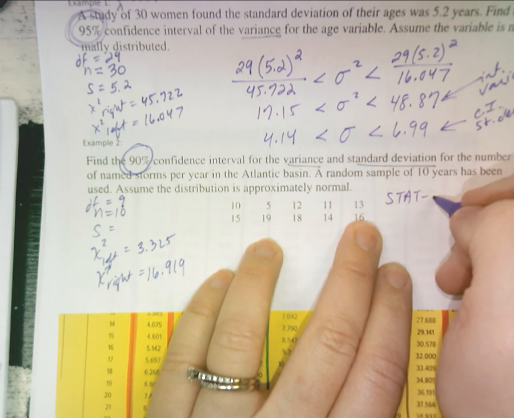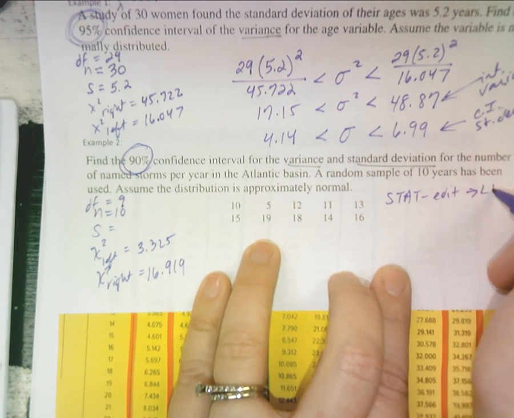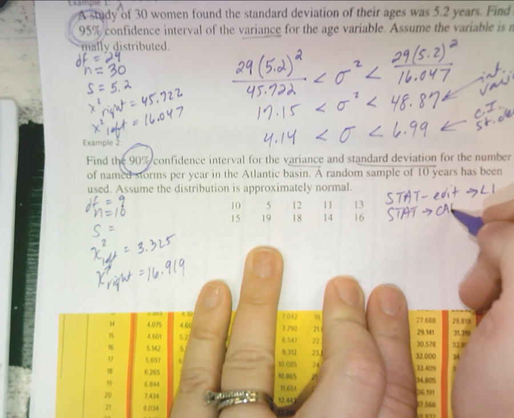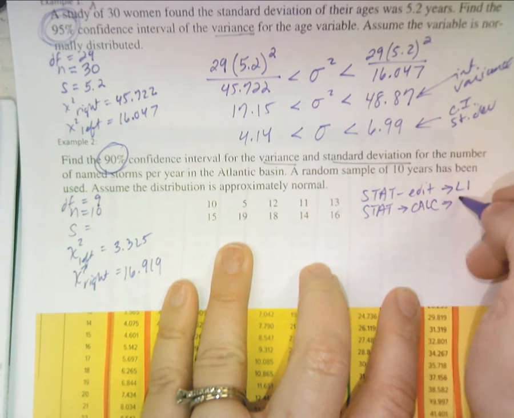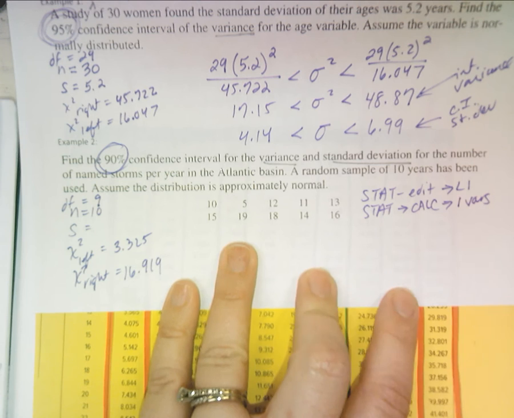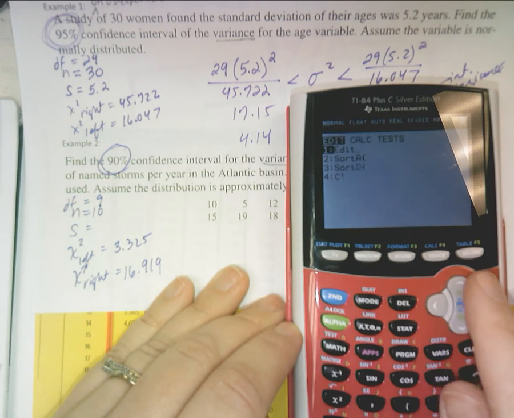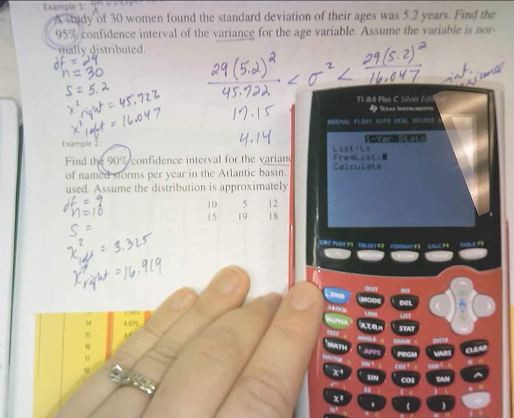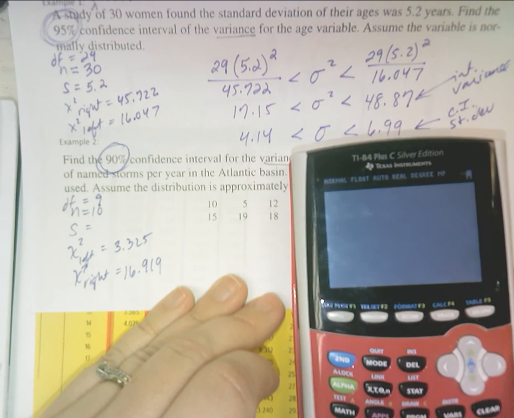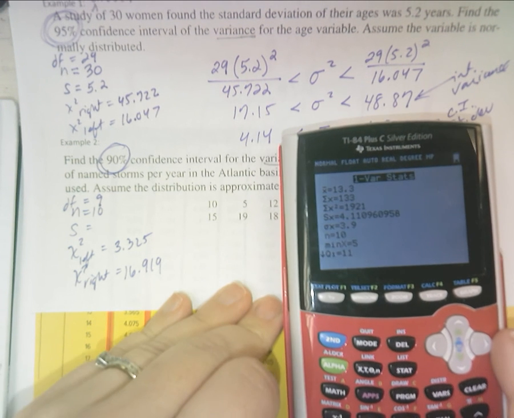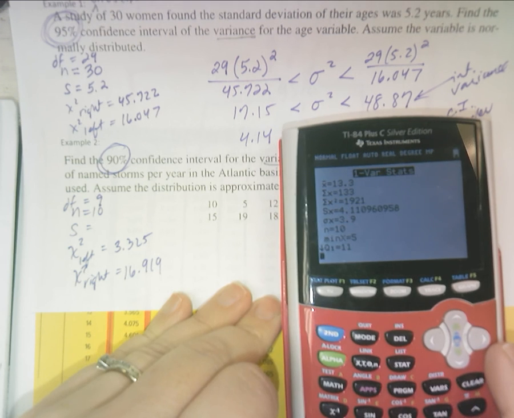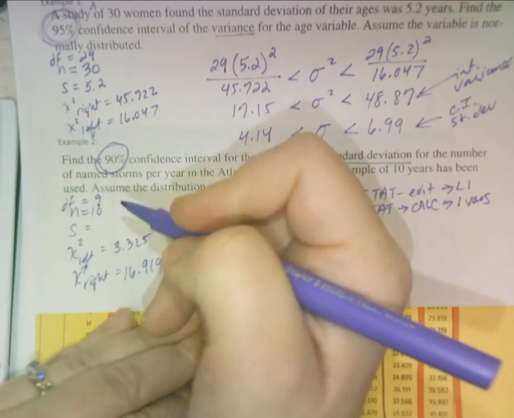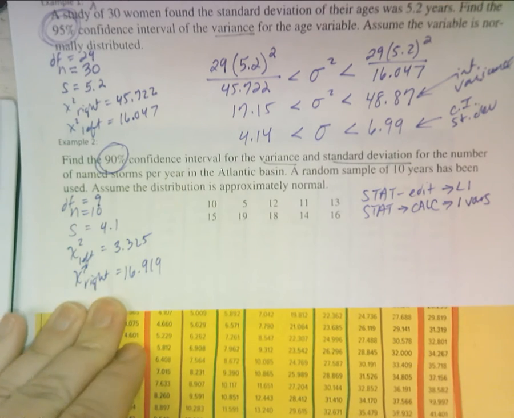Stat, edit. I'm just writing this down for those who don't remember. L1. And then you go to stat, calc. Remember, it's called 1-Var Stats. Let's go to stat, calc, 1-Var Stats. I'm going to change my list. Enter, enter. Which one do I use? Sx is your sample standard deviation. I have 4.1, so I'm going to go 4.1.